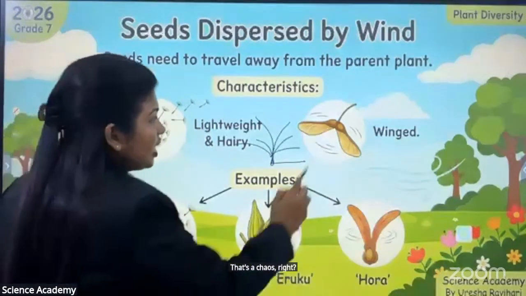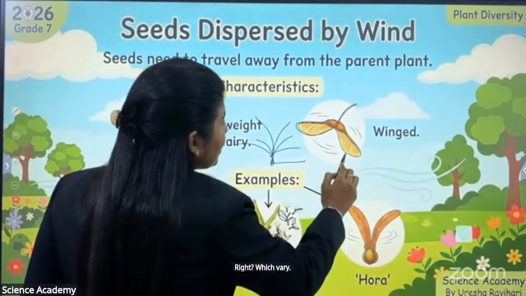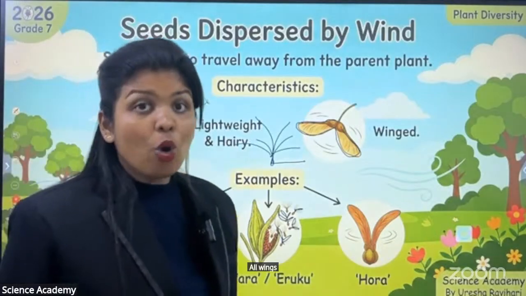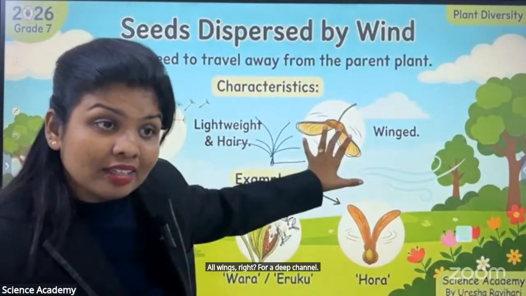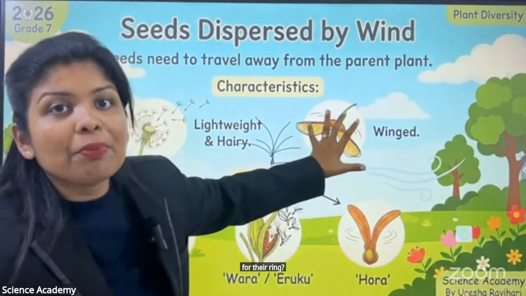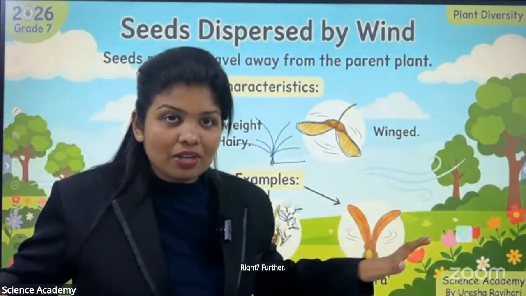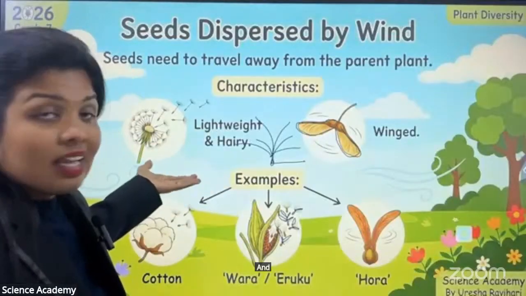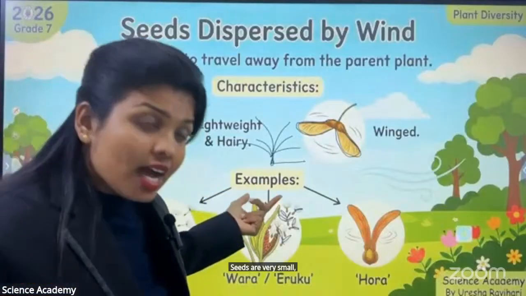And children, there are seeds which bearing propellers or wings, right? Hora, dipterocarpus, bearing wings or propellers, right? For the dispersion by the wind, okay? And these are light-weighted, seeds are very small, presence of hairs, right?